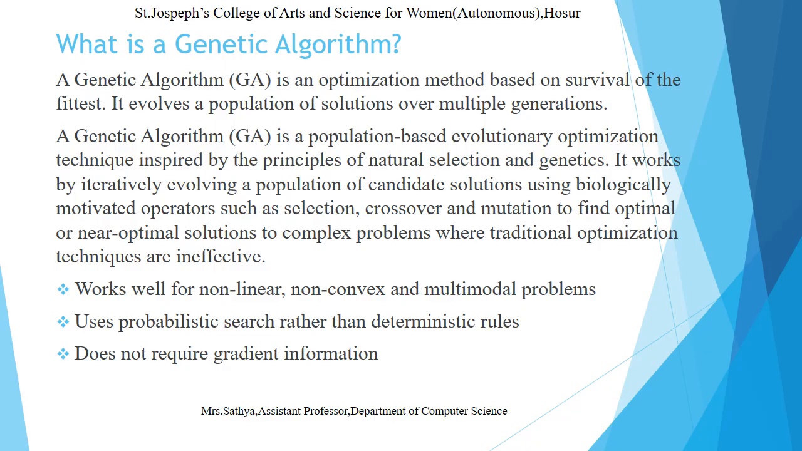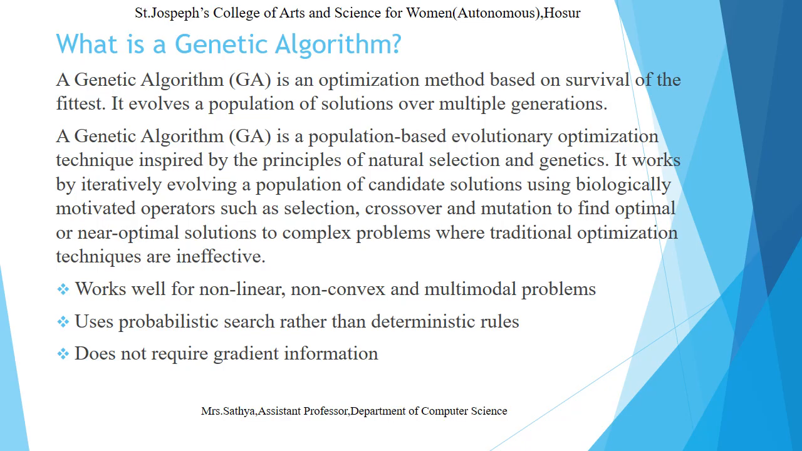So it is not a single solution, it is a population of solutions. That means multiple solutions are there. Each solution is called a chromosome. That chromosome contains the variables, data types and values, and each of these is called a gene. The goal is simple: it improves the population generation after generation, until we find the best possible solution.